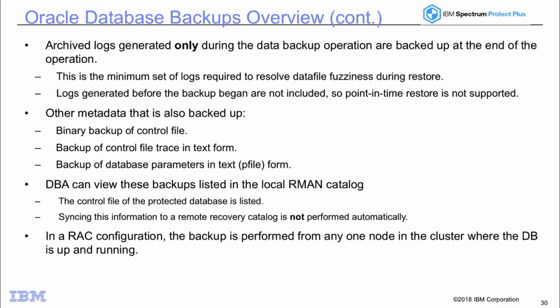We will also back up the control file in binary form, the control file trace in text form, and the database parameters in text form, or the P file of the database. You can view these databases, or the DBA can look in the local RMAN catalog and see these backups. Also, a note for DBAs: syncing of this information to a remote recovery catalog is not performed automatically.